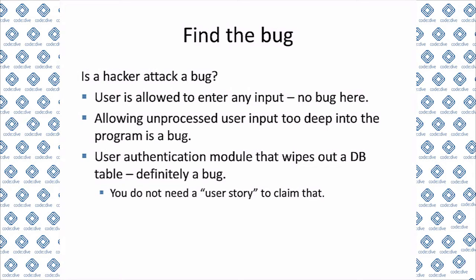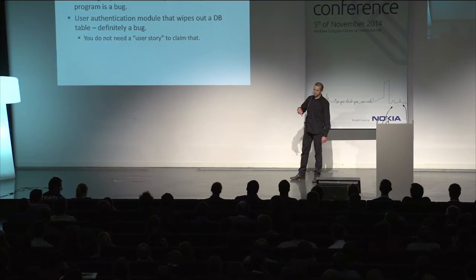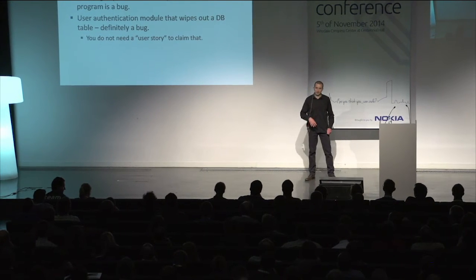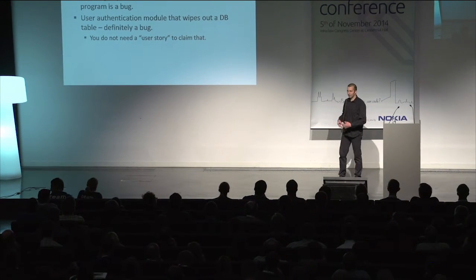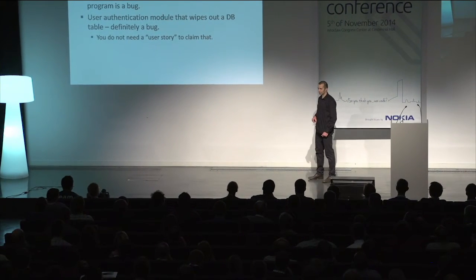It may not be easy to think about it this way. Is a hacker attacking our system a bug? Not exactly. The hacker is the user, whether we want it or not, and he is free to type any input he wants. That's okay. It's not within our control, so we cannot be held accountable for what he chooses to type. But allowing his input to go too deep into the guts of our application, unprocessed, where it can do arbitrary harm, is a bug. It is definitely our fault.